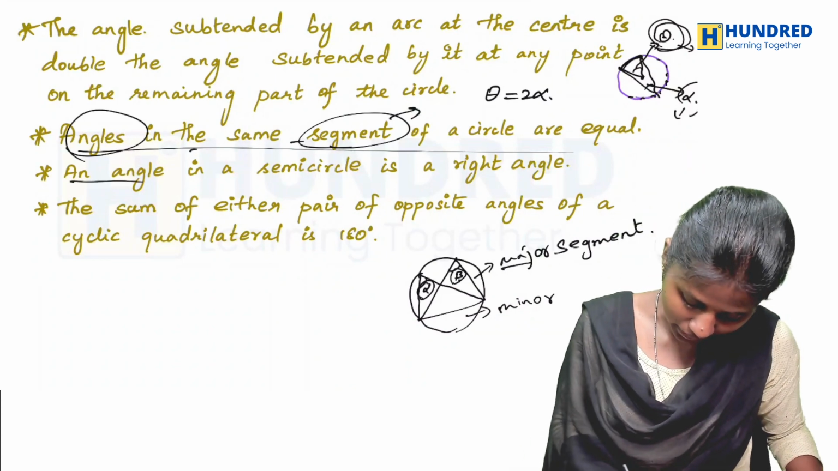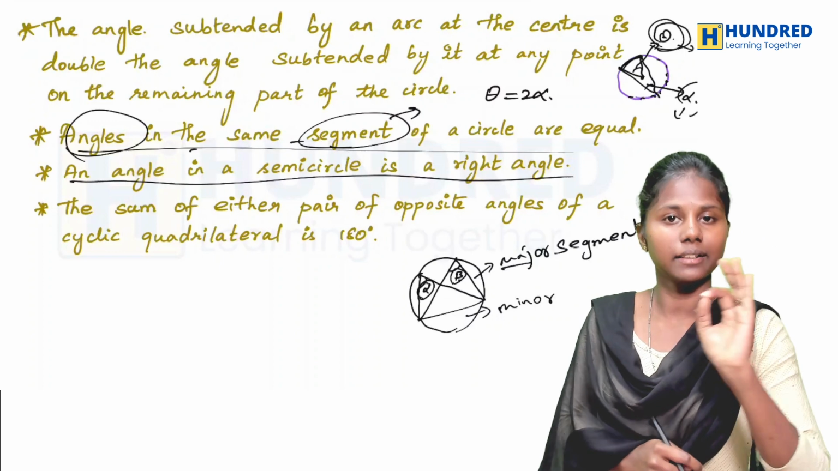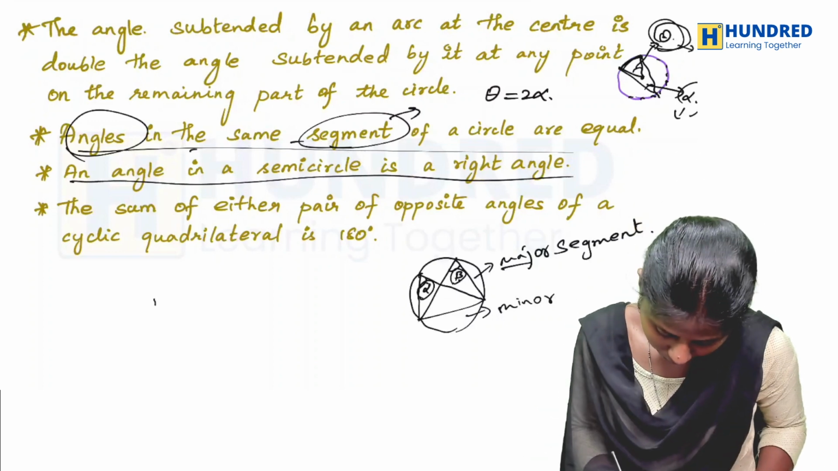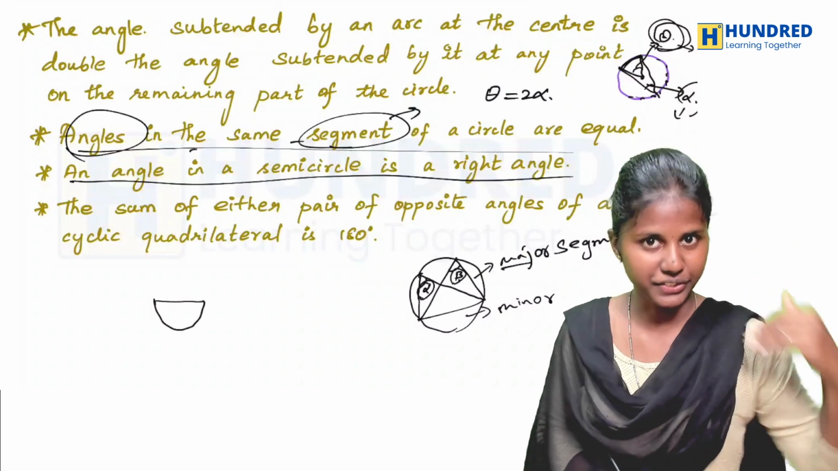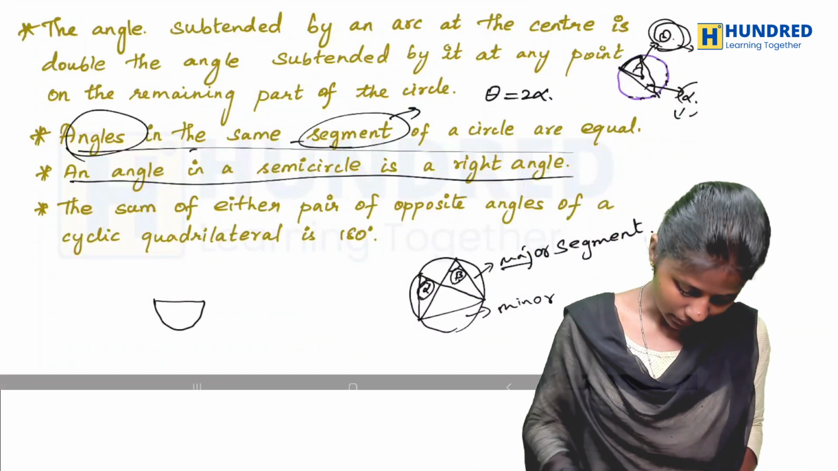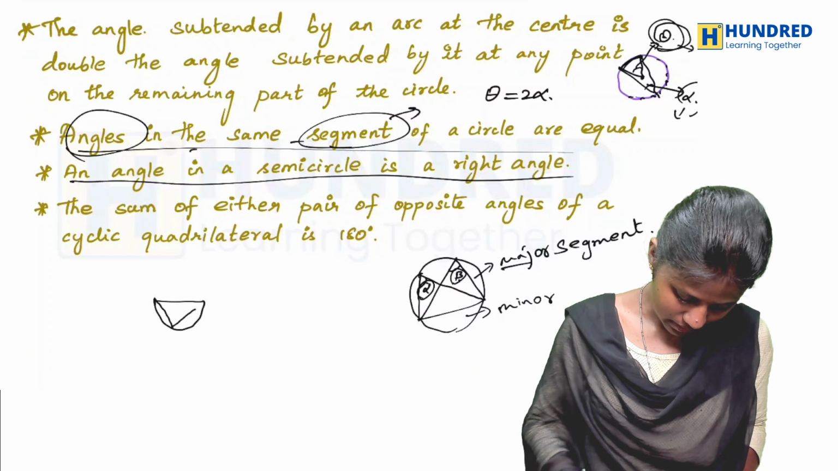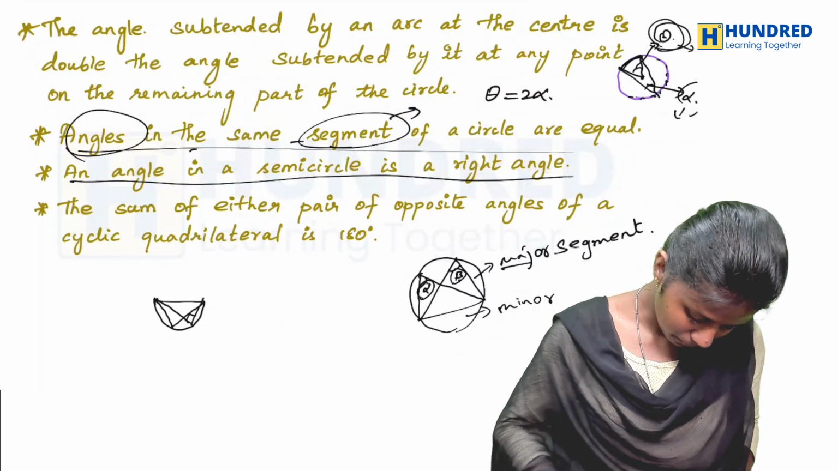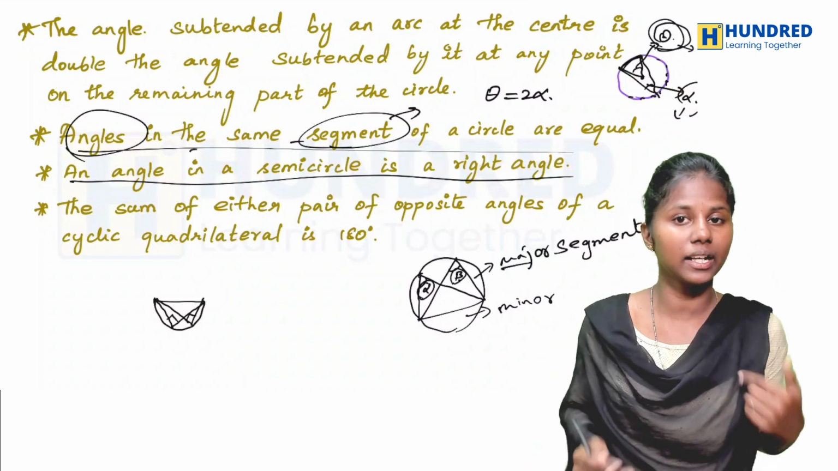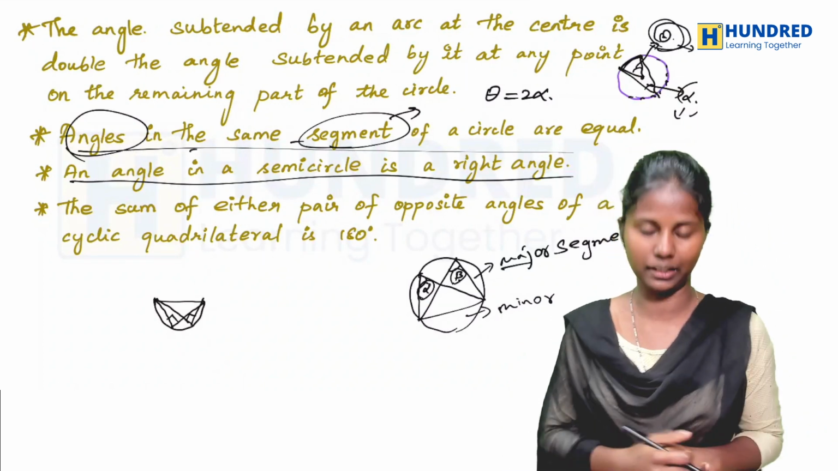Then what does it say? An angle in a semicircle is a right angle. If I have a semicircle, which is half of a circle, and I make angles in the semicircle, at whatever point you draw, it definitely makes a right angle.